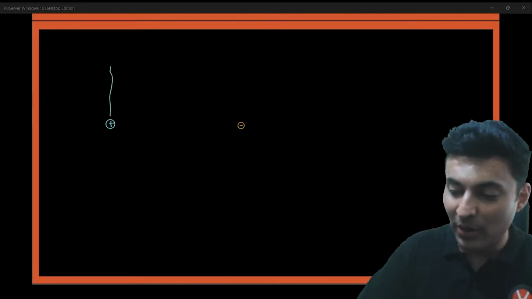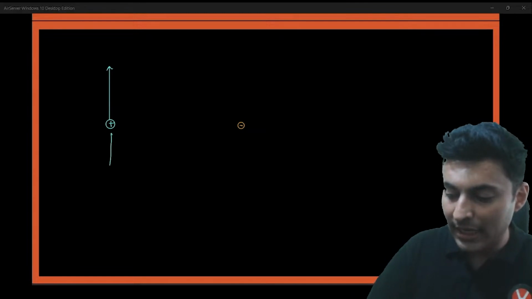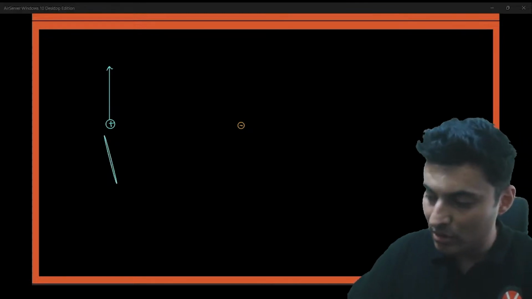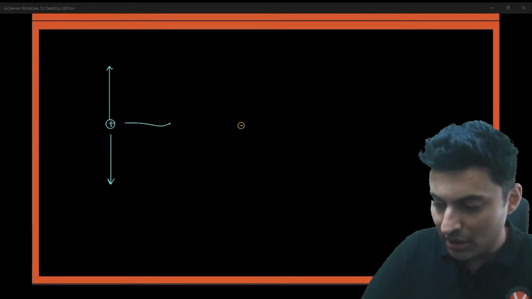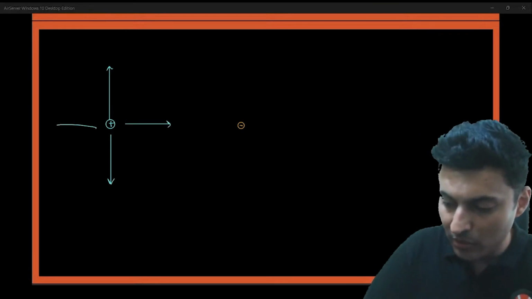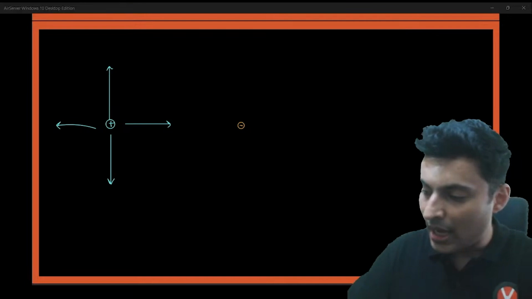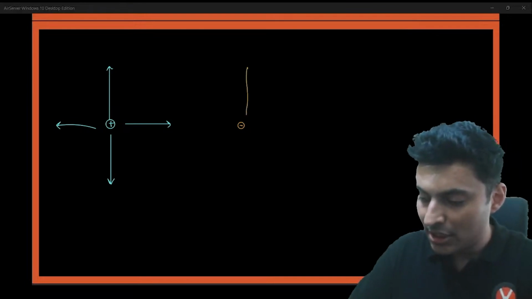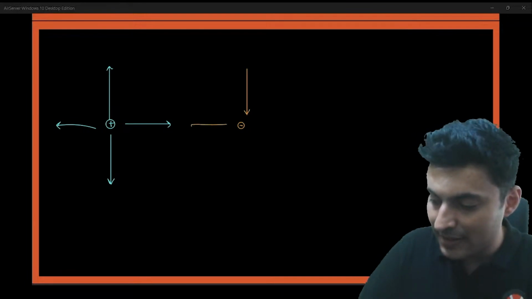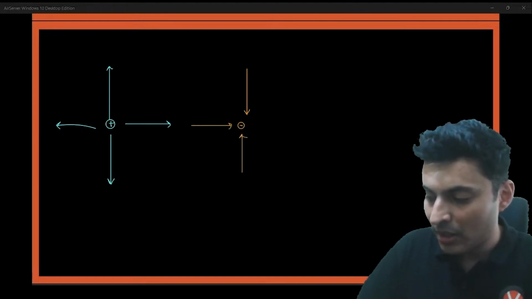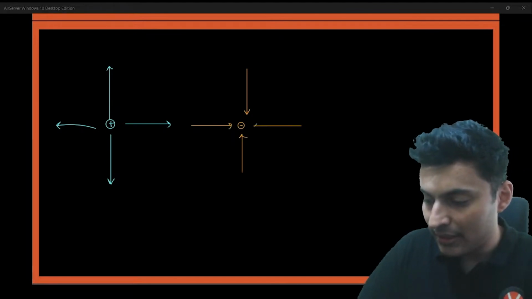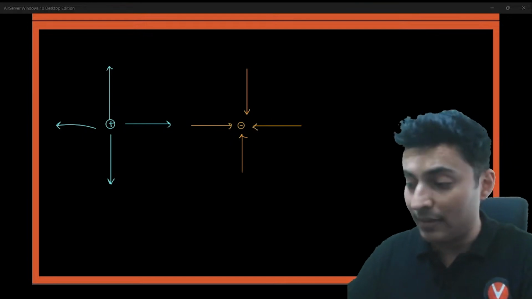Okay, so from a positive charge, we know that the electrical field lines go out. Perfect. And on a negative charge, the electrical field lines terminate something like this. These are the field lines.